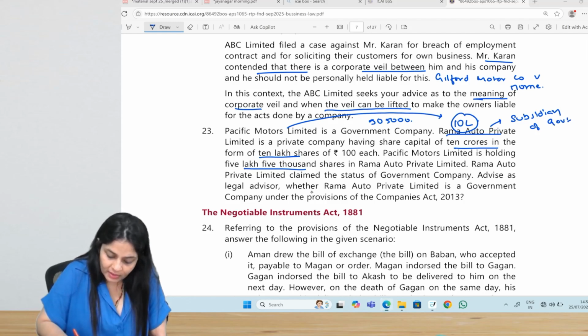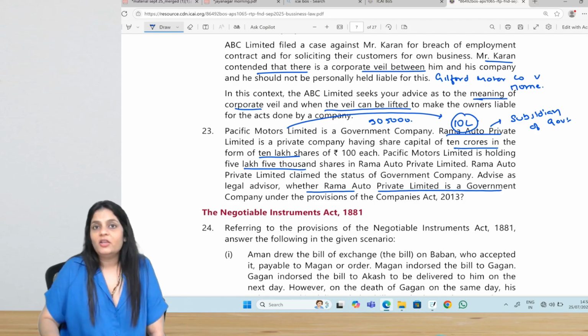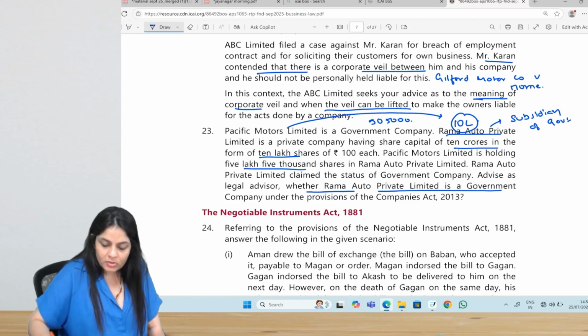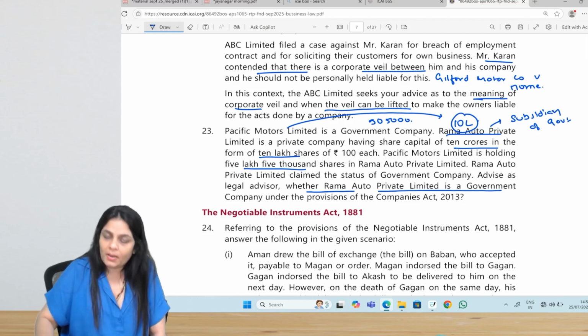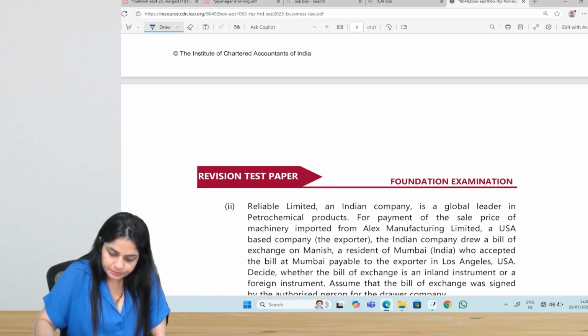Advise as to whether Rama Auto Private Limited is a government company. Subsidiary of a government company is a government company. So is Rama Auto Private Limited a government company? Yes. So moving on to negotiable instrument.